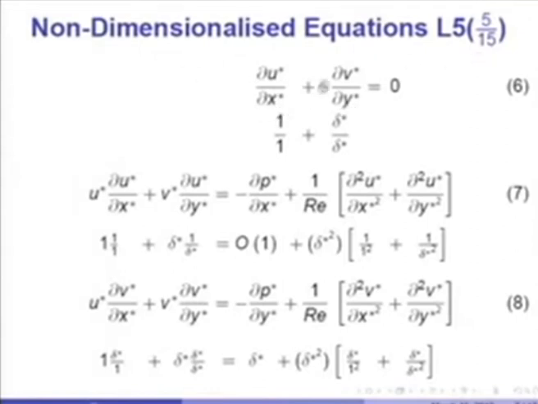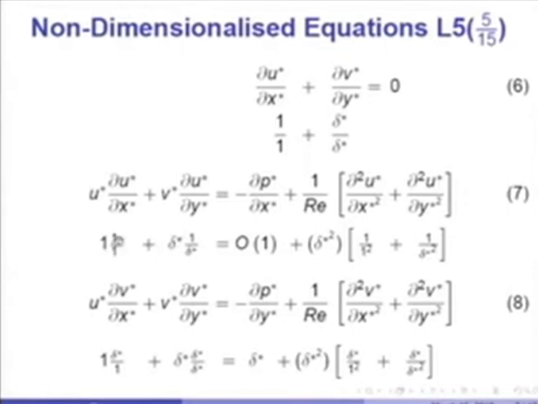So, du star by dx star plus dv star by dy star is equal to 0. Remember, here both numerator and denominator are of the order 1. Here both are of the order delta, but it is the derivative which is most important, and both derivatives are of the same order. Likewise, let us do this for momentum equation. Then u star is of order 1, u star dx star is 1 by 1. This is of the order delta star, u star is of the order 1 divided by y star, which is delta star, and therefore, each term on the left hand side is of order 1.